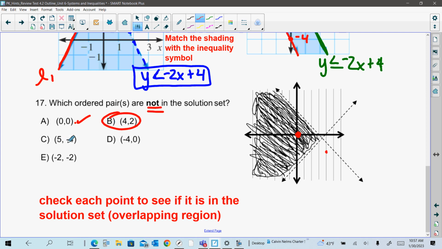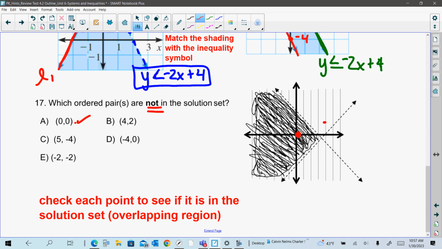Then we check the next one. Up 2. Sorry, guys. It's still not a solution. Okay. All right, 5, negative 4. That was this one. 5, negative 4 would be over here, right? It's not in the shaded. Negative 4, 0. That would be in the shaded. And a negative 2, negative 2. That also would be in the shaded. So your answer here is B and C.